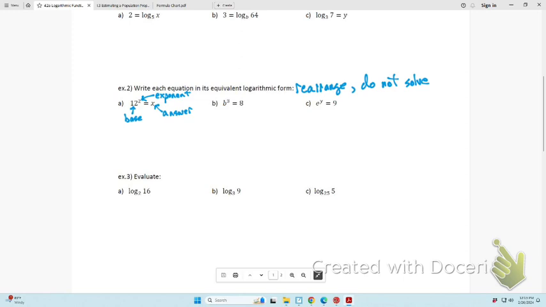All right, so log, for some reason it stopped recording. Now we're going again. So let's try again. Log 12 of x, so the base and the answer go right next to each other, equals the exponent. On part B, it is log b of 8 equals 3.